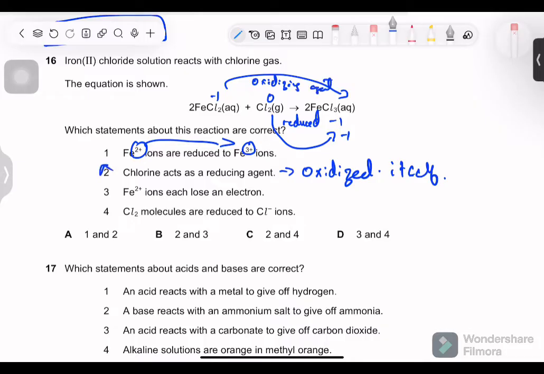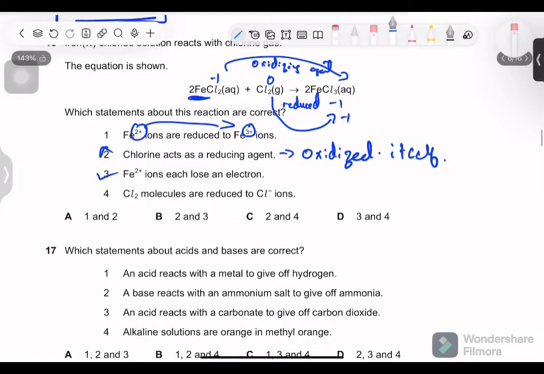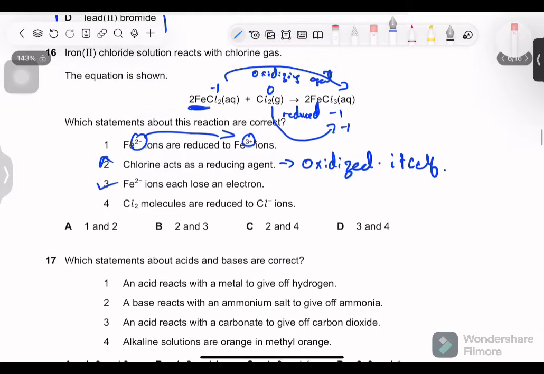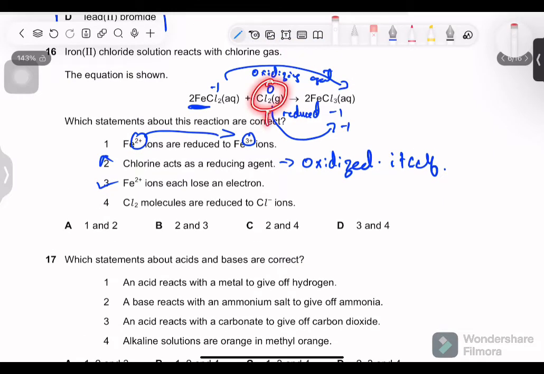So this is incorrect. Fe2+ ions each lose an electron. That is the reason they're getting a positive charge; otherwise, why would they get a positive charge? From 2+ they went to 3+, Fe2+ to Fe3+, and this can only happen with transition elements. Cl2 molecules are reduced to Cl- ions. Yes, we saw it over here: Cl2 (0) was reduced to Cl-. So 3 and 4, which means option D is correct.